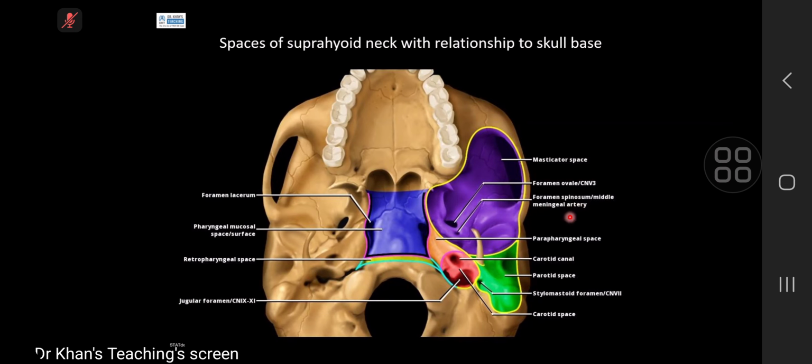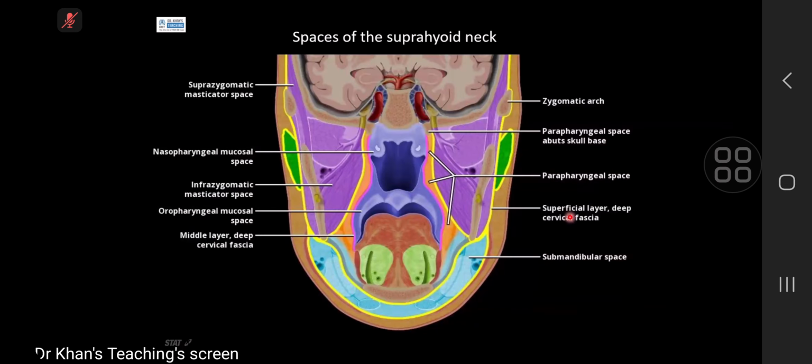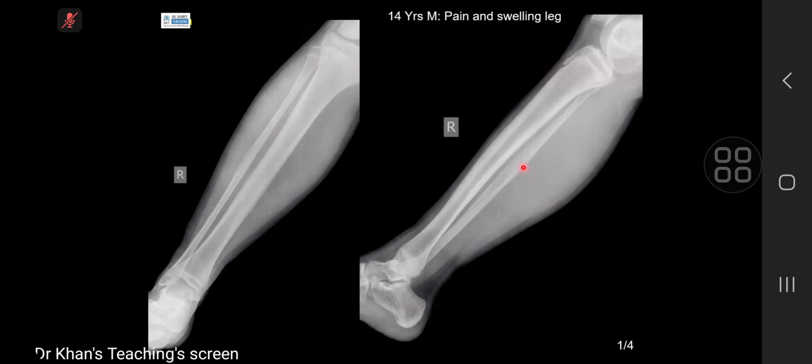Our case was a very good example of this anatomy. This is the masticator space, and what happened was that our lesion went along here. This is the temporalis muscle, and then it invaded the scalp and the skull also. This is the foramen ovale. Now, look at this example from MSK, and this is exactly what happened in our case.